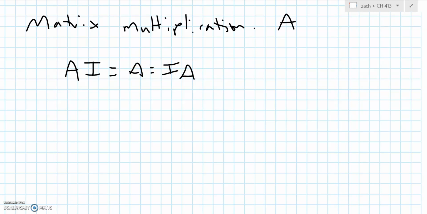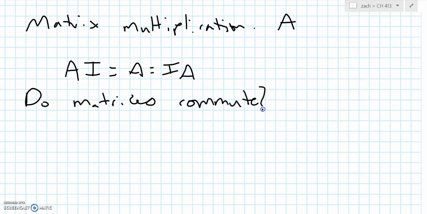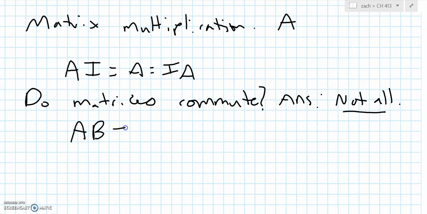Now you're probably wondering, do matrices commute? And the answer is not all. So some of them commute, like you can see the identity commutes, but in general matrices do not commute. So if you have two matrices A and B, AB is not necessarily equal to BA.